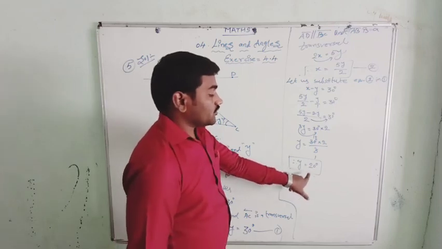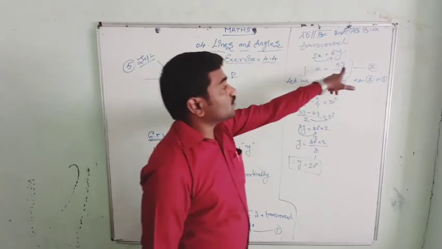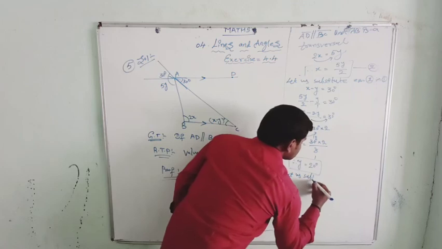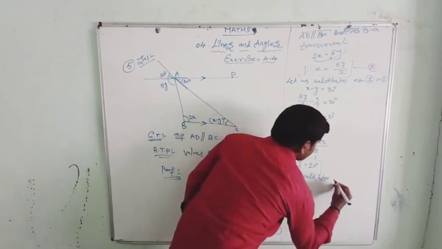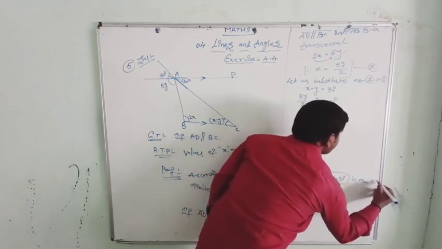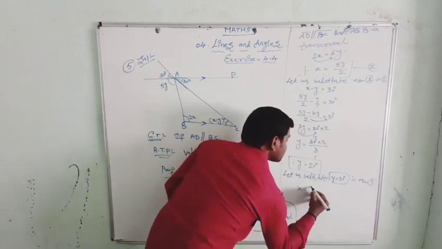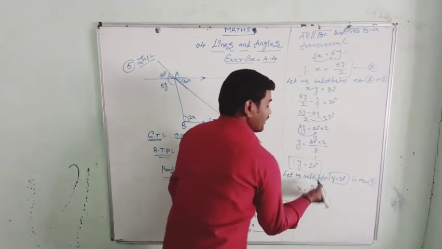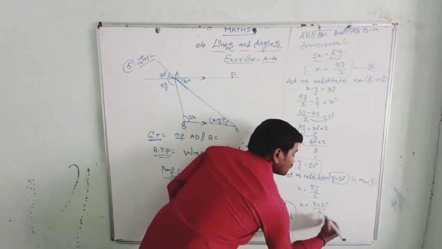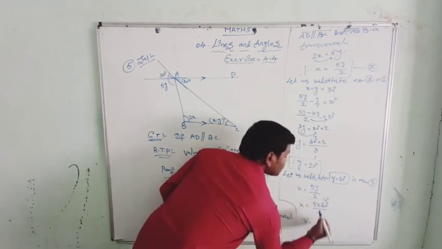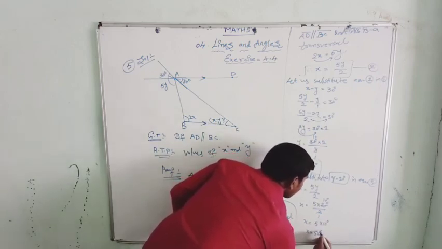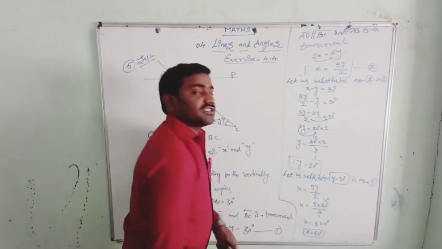Let us substitute y equal to 20 in equation number 2 so that we get the x value. Substitute y equal to 20 degrees in equation number 2. What is equation number 2? x equal to 5y by 2. Here y equal to 20 degrees, so x equal to 5 into 20 degrees by 2. 2 tens are 20, so x equal to 5 into 10 degrees. 5 tens are 50. Therefore x equal to 50 degrees.